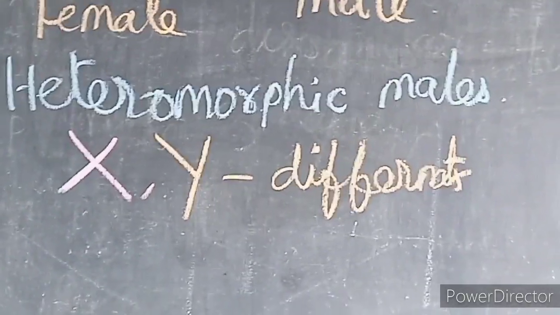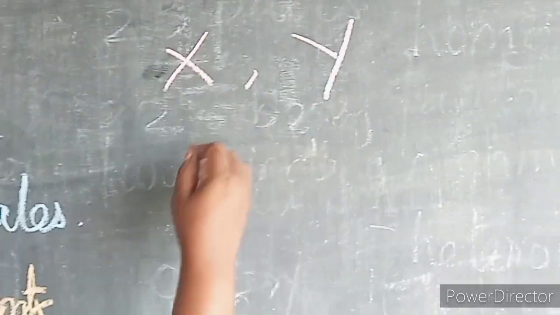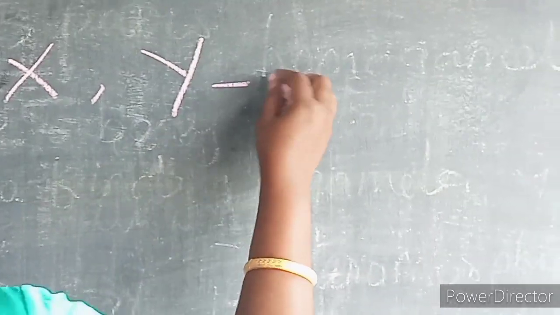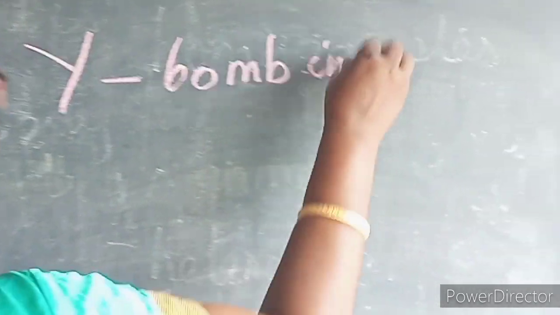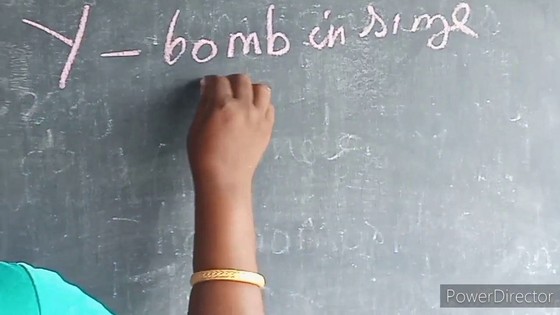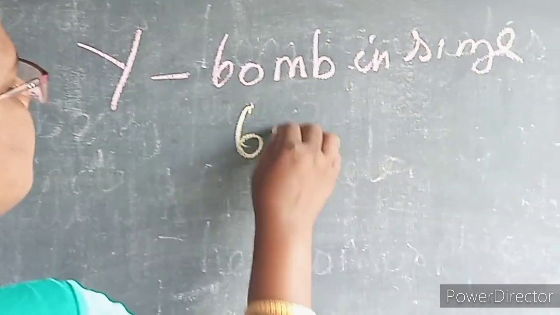Before that, we'll see the difference between the X chromosome and the Y chromosome. The Y chromosome is 60 megabase in size, and it has 60 functional genes.